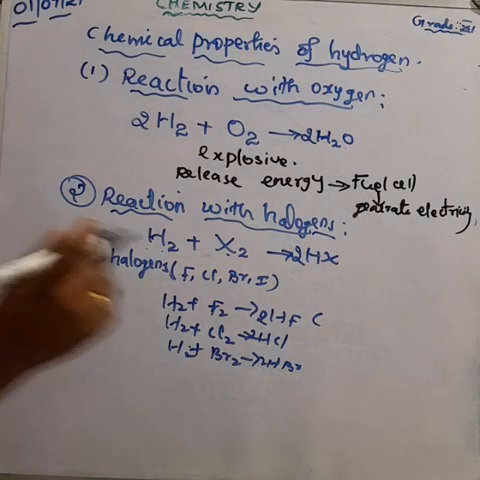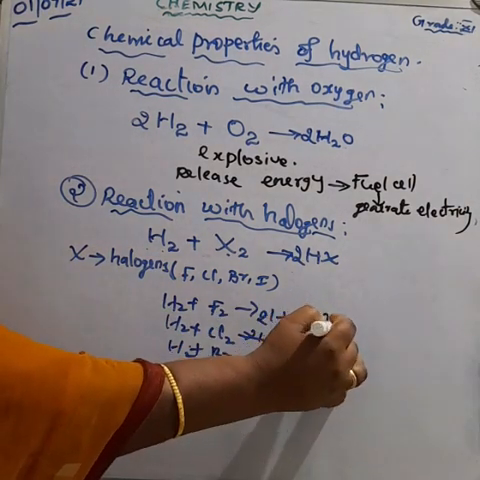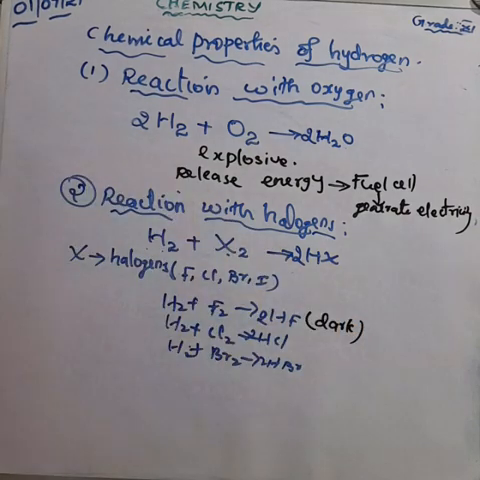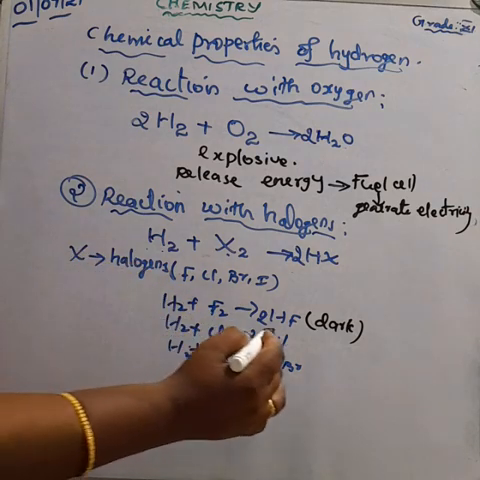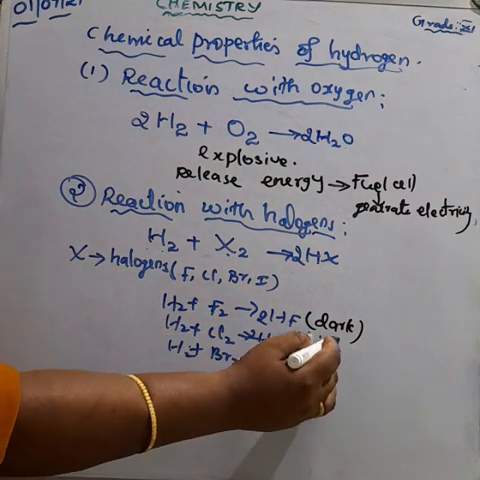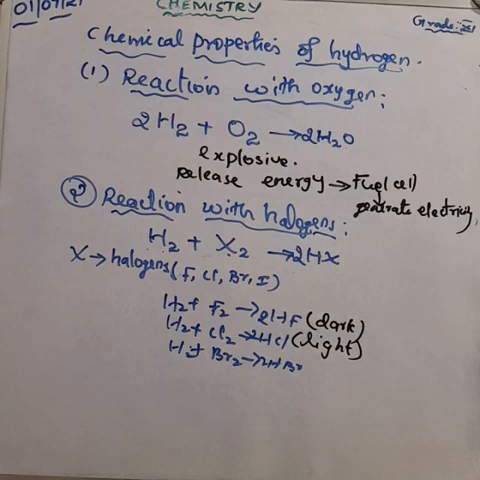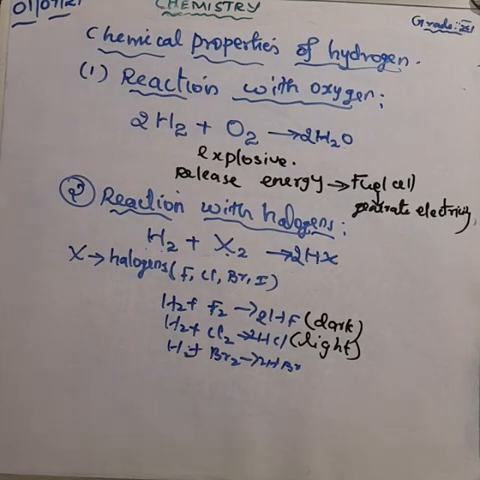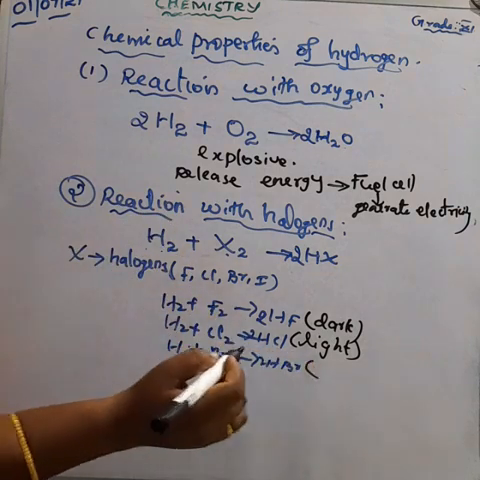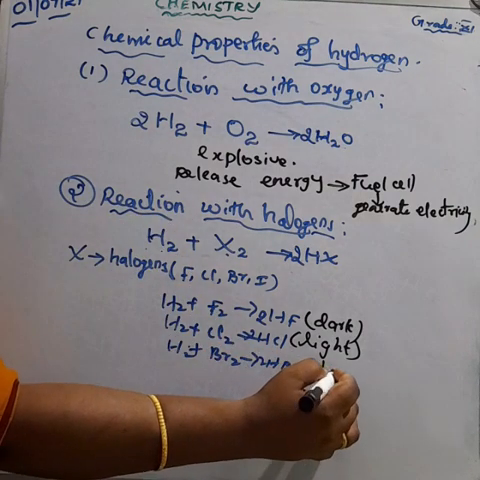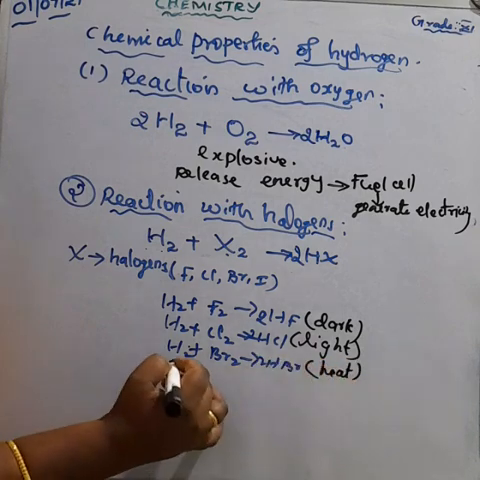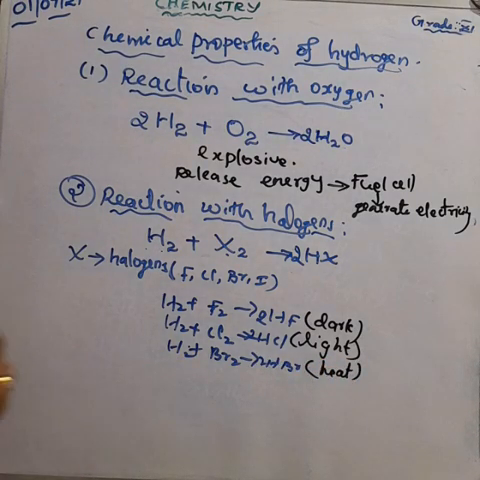The reaction of hydrogen with fluorine takes place even in the dark. But the reaction of hydrogen with chlorine takes place under light. When hydrogen combines with bromine, the reaction takes place on heating. But when hydrogen combines with iodine, it is a photochemical reaction.